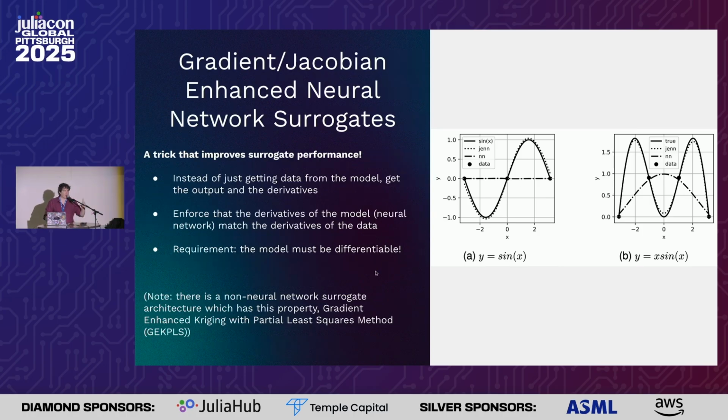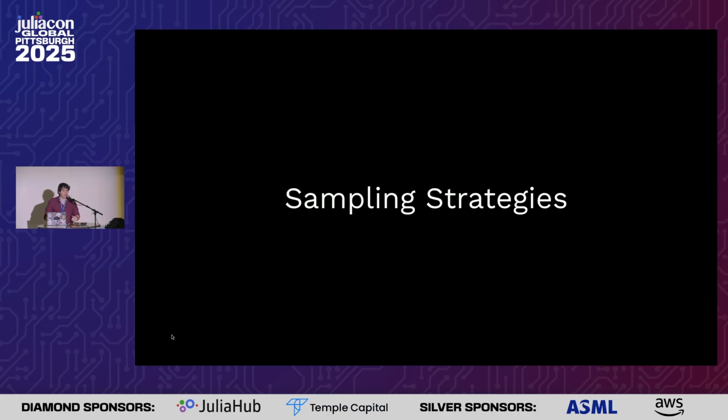I will say that there are non-neural network methods that are able to have this property. In fact, in Surrogates.jl, there's the gradient-enhanced kriging with partial least squares method, GKPLS, which is also a gradient-enhanced surrogate model. It's one that does not use neural networks or deep learning. GKPLS is one of my surrogates I would point to as one of my favorites in a lot of these cases. So if you're really interested in this, I would say try out some GKPLS. It's not one that a lot of people gravitate towards, but it has a lot of really nice properties.